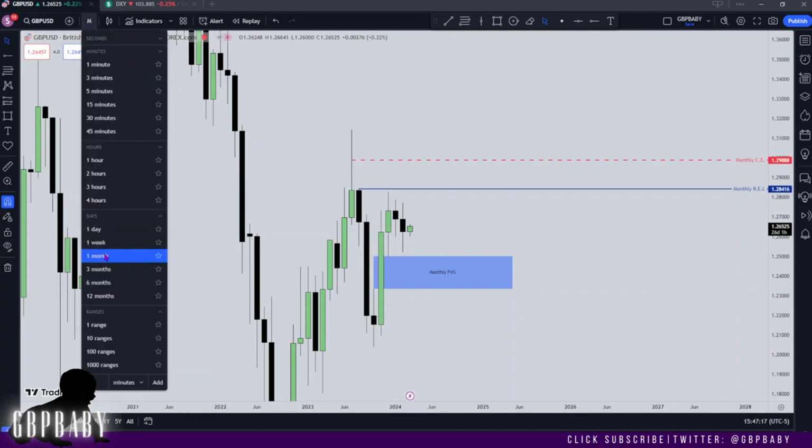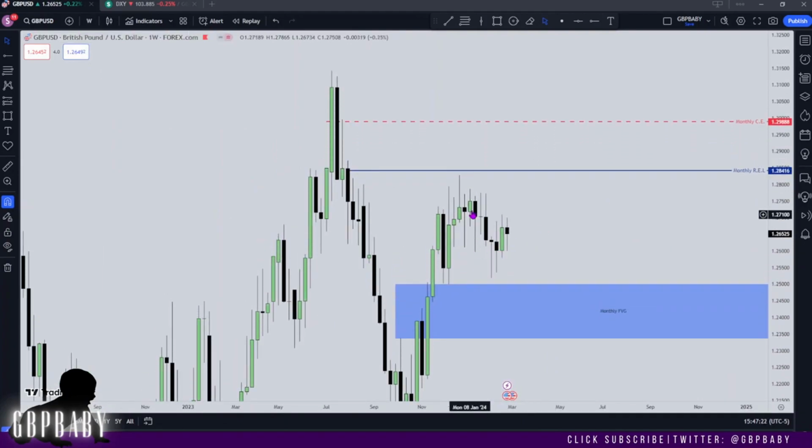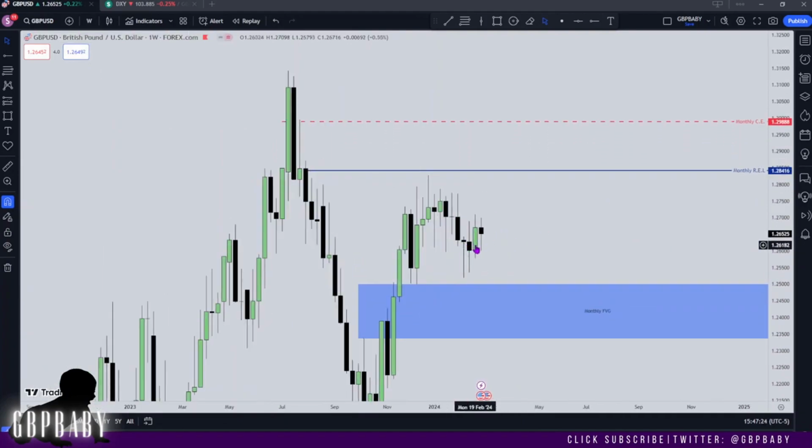So now let's go down to the weekly. So you can see that we had an up close week the previous week, and then last week we had a down close, but you can see price fails to take out any lows. So there is a level of bullishness that is getting presented to us right now.